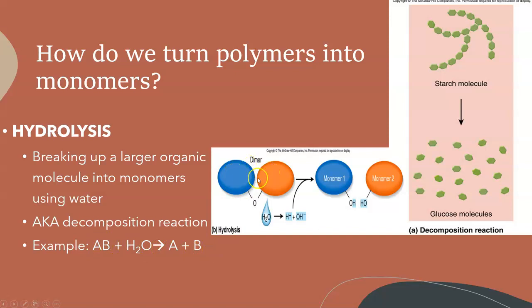Right here. Here's our dimer, just means 2 units, 1 and 2. Combined here of the bond, you add water, it splits to H plus and OH minus, and you get an OH here and OH here and 2 monomers. Decomposition reaction or hydrolysis.